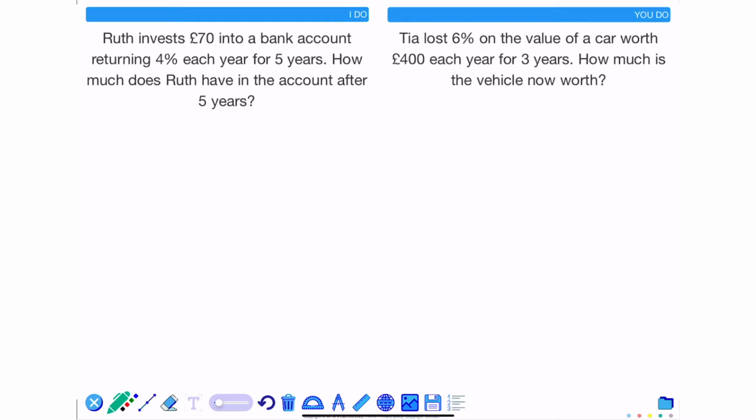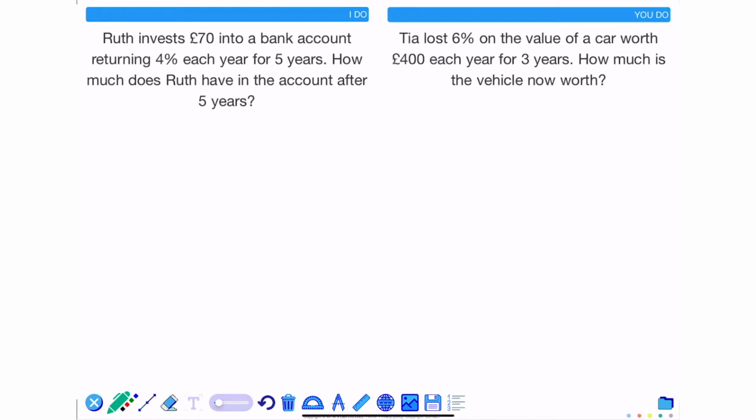In this video, we're going to be looking at compound interest, or growth and decay. To begin, Ruth invests £70 in a bank account, returning 4% each year for 5 years. How much does Ruth have in the account after 5 years? This is a perfect example of compound interest.